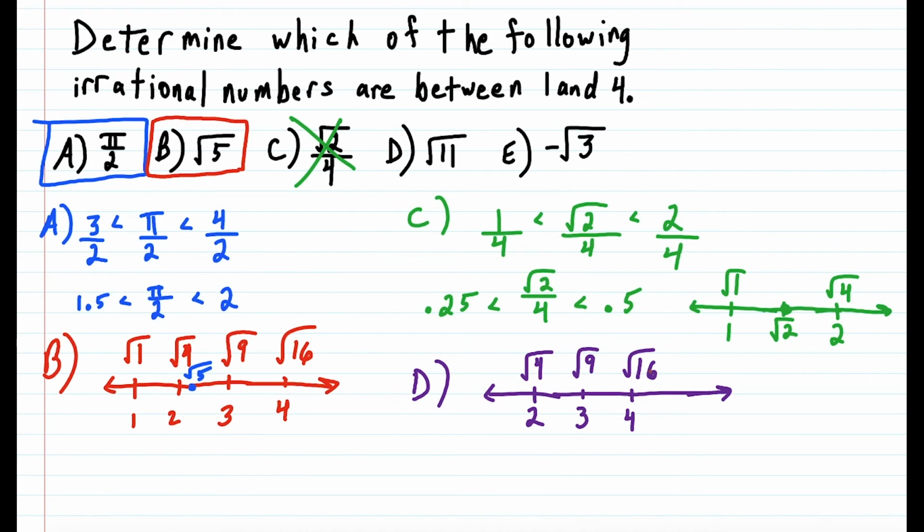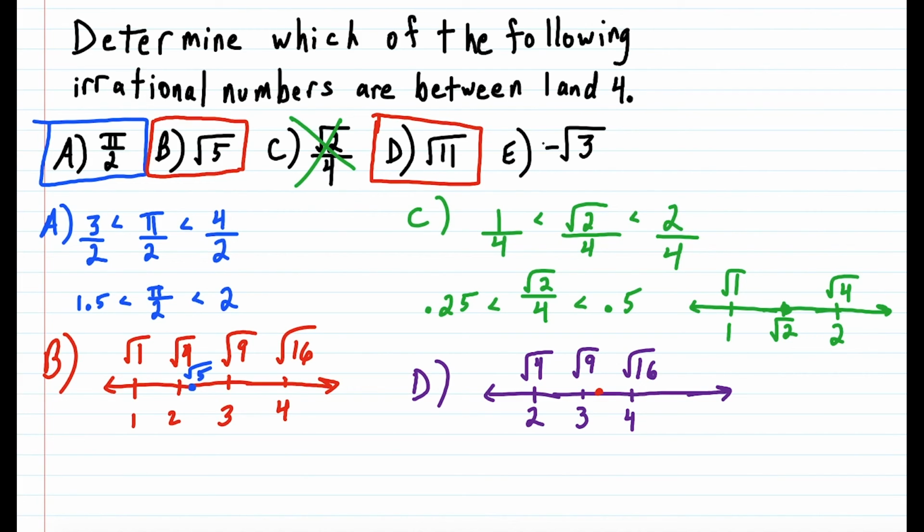So now that we have this number line ordered like this, all we have to do is look: square root of 11 has to be a number between square root of 9 and square root of 16. So that means square root of 11 has to be a number between 3 and 4. So if it's between 3 and 4, then it's definitely between 1 and 4. So we can include square root of 11 in our solution set here.